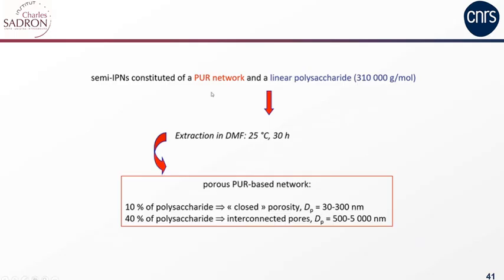Okay, another example is a semi-IPN constituted of a polyurethane network and a linear polysaccharide. So here in this case, if you remove by extraction in DMF the polysaccharide at room temperature, you will generate a porous polyurethane. Depending on the composition of the polysaccharide, if you have a low polysaccharide content, you will have closed porosity. If you have a high polysaccharide content, you will have interconnected pores.